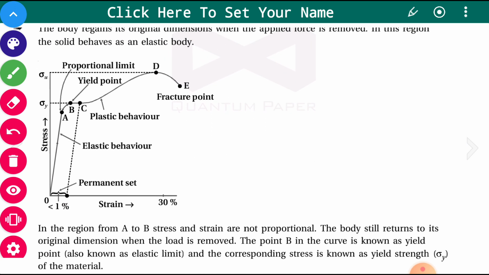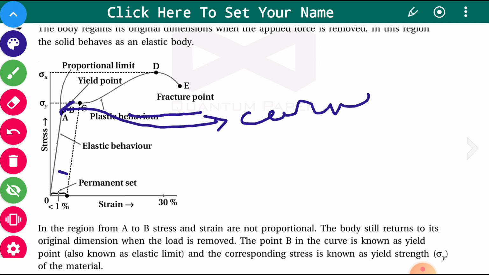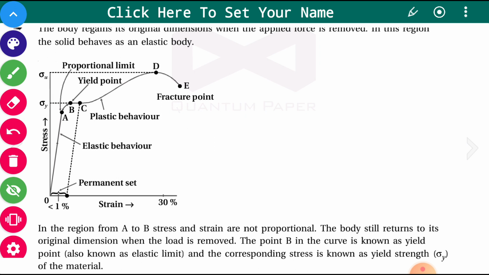Now in the region from A to B, stress and strain are not proportional. You can see between A and B there is a curve. In this curved part, stress and strain are not directly proportional. The body still returns to its original dimensions when the load is removed.